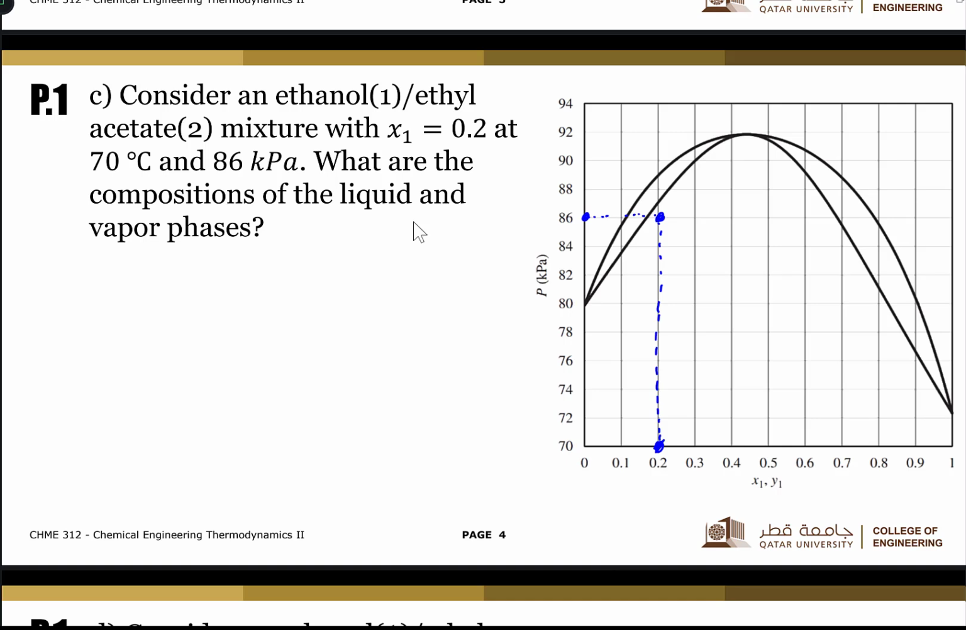Which other one? The other line, the black line. This black line? Sorry. This one? Yes. Yeah.